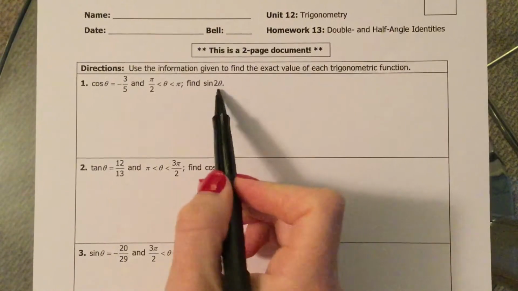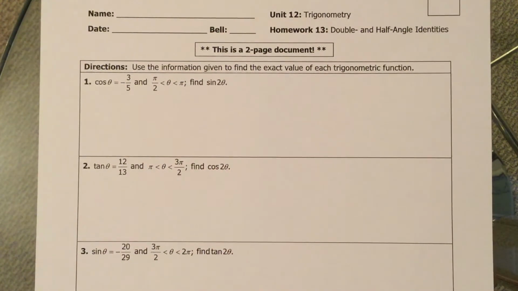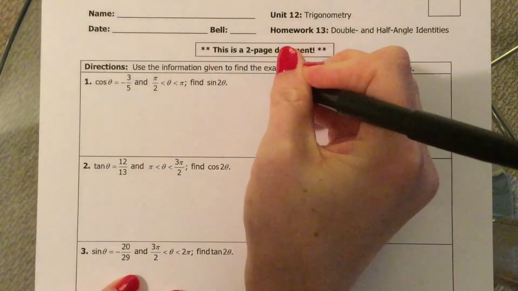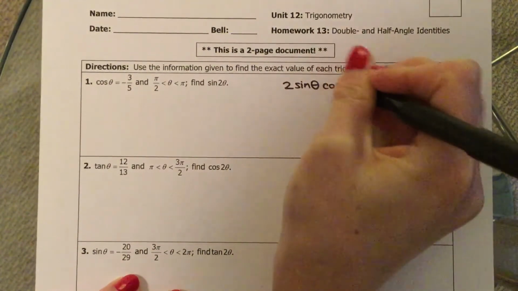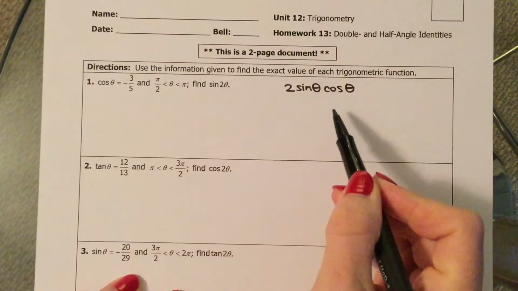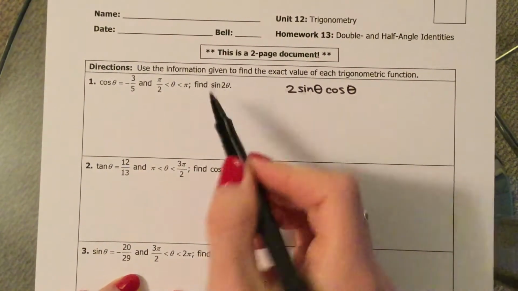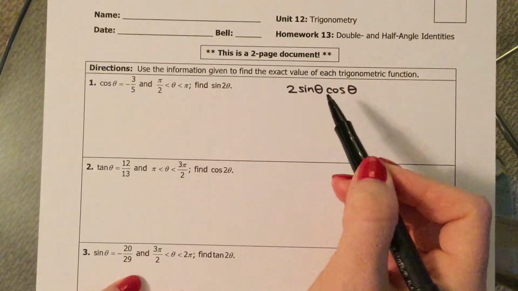So this is a double angle, so sine of 2 theta. Always a good idea just to write down the actual formula so you have it in front of you and you know what you're trying to plug things into. So this is 2 times sine times cosine. So cosine is handed right to you. So what we do is we use cosine to find sine.